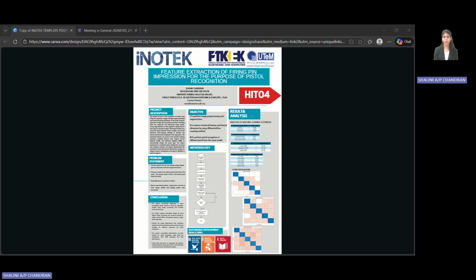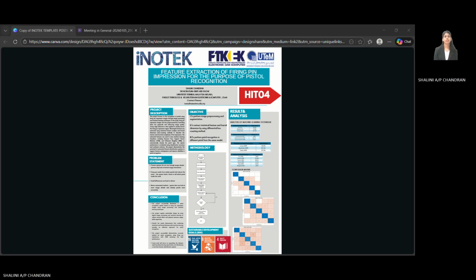So this project applies image processing and machine learning techniques to analyze firing pin impression images automatically. So the system first pre-processes the images and extracts important patterns from the firing pin impression. So machine learning models are then trained to learn these patterns and classify the pistol that produced the firing pin marks.